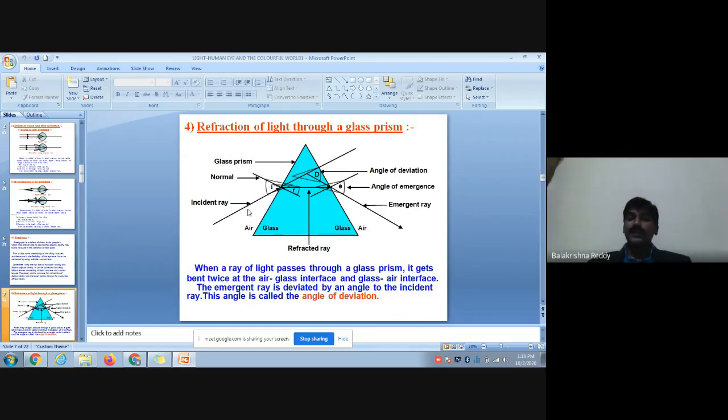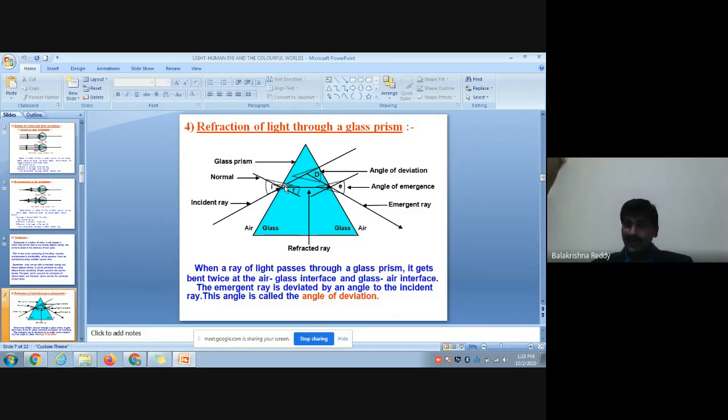So when the light ray is incident, if I draw the normal to this surface, see this is the incident angle, and it bends towards the normal. This is the normal, and it is bending towards the normal. Whenever it bends towards the normal, I take this as the refracted light ray, right? This is the incident light ray, this is the refracted light ray. This happens at the first interface of the prism.